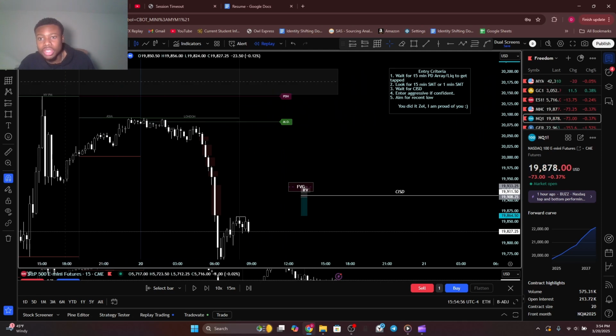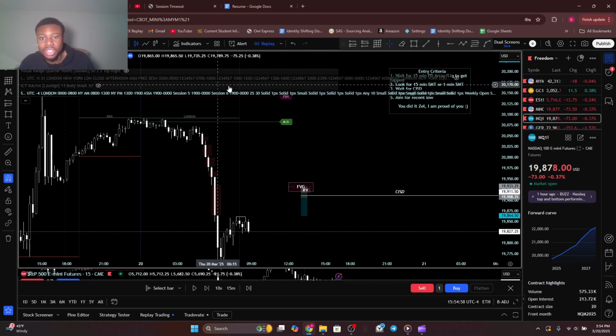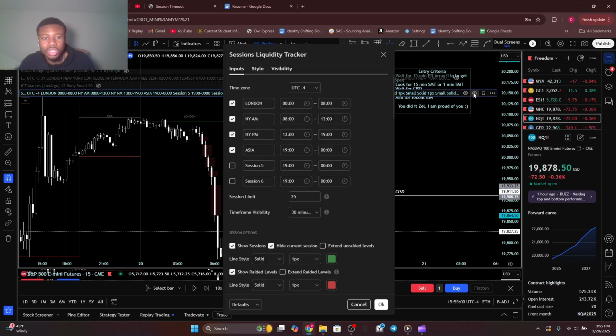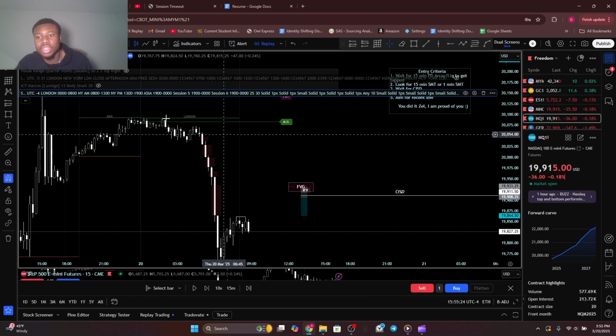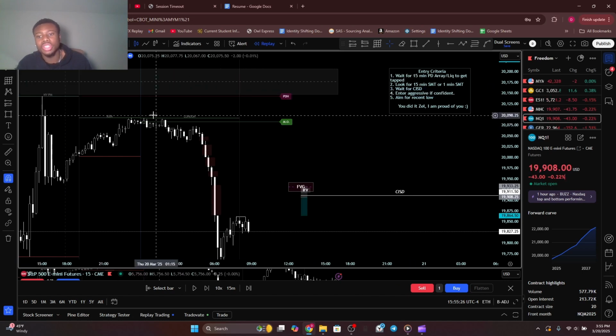Now, if you want this indicator, it's called Sessions Liquidity Tracker. Which one is it? Yeah, I think it's this one. Sessions Liquidity Tracker by ASAM Julian, whatever. Anyway, that's the indicator I put on to get all these.